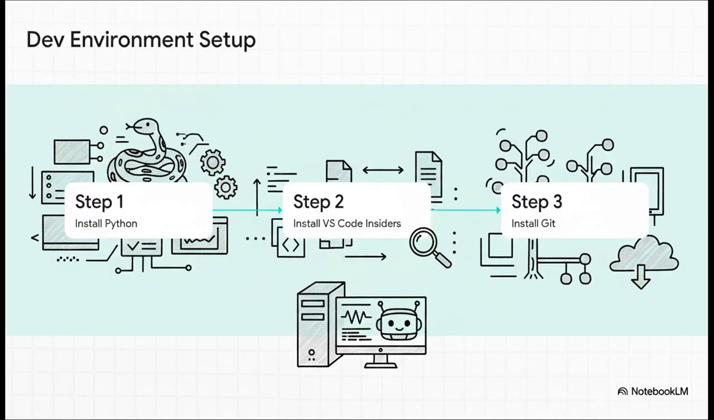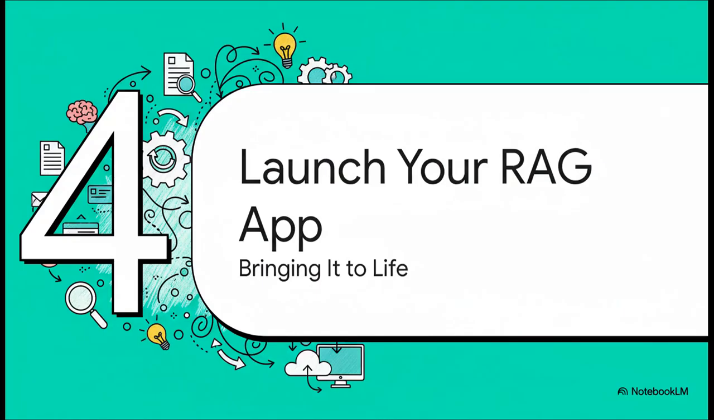So with our AI models downloaded and ready to go, let's just do a final check on our development environment. We're using Python to glue everything together, a code editor like VS Code Insiders to work in, and Git to grab the project files. Once those are in place, your workshop is officially open for business. Okay, the models are downloaded, our environment is set. Now for the really fun part, bringing our AI assistant to life. And believe it or not, it only takes a few final commands.